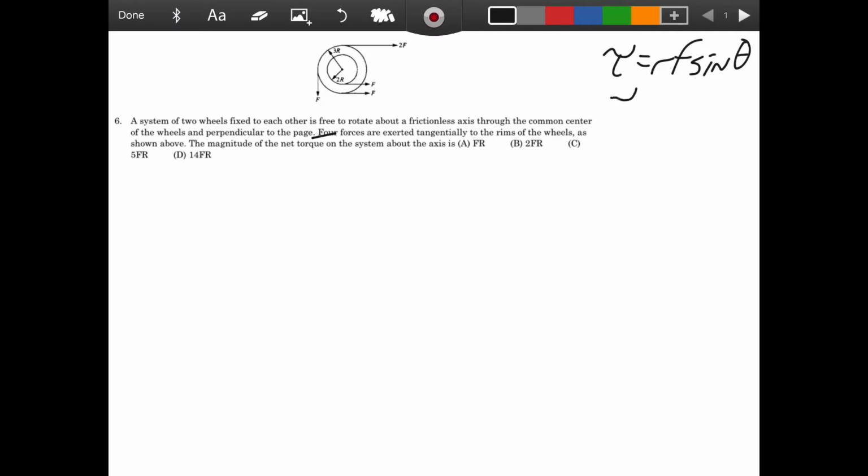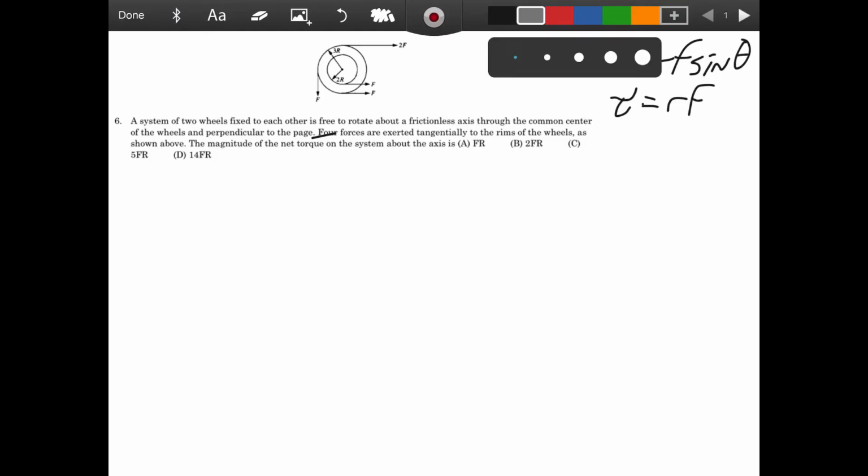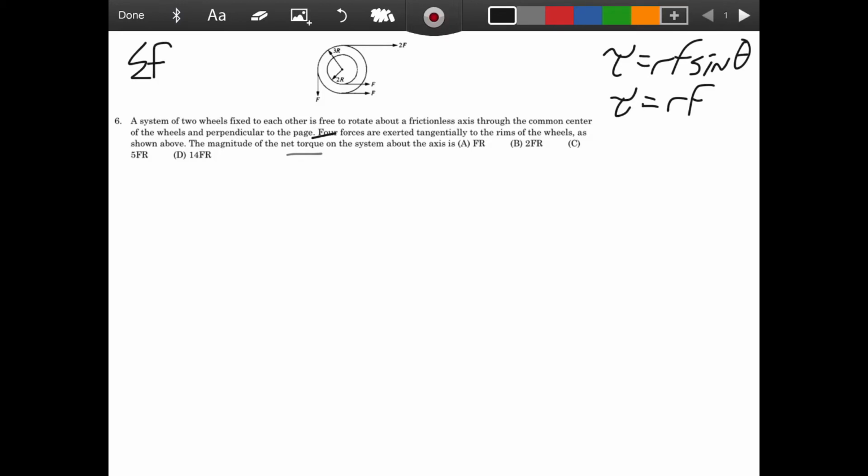So for this problem, we're just going to worry about torque equals R times F. But if they're exerted at an angle, obviously that would change. And we want to know the net torque. We've done a lot with the sum of forces all year, but for net torque, we're going to be looking at the sum of the torques.